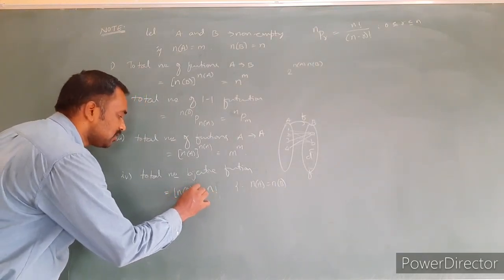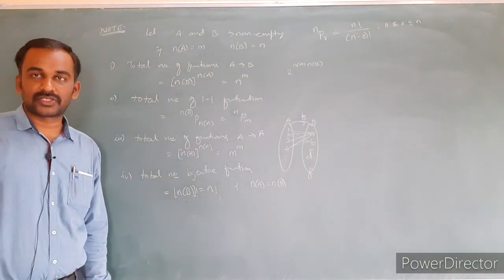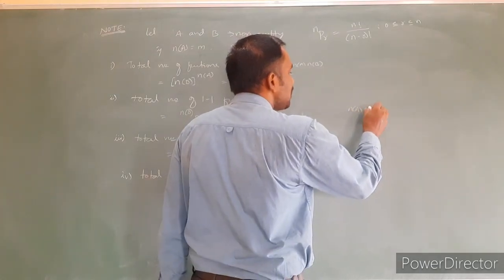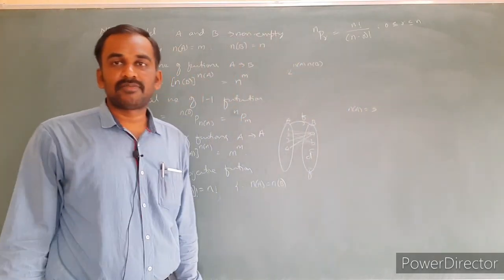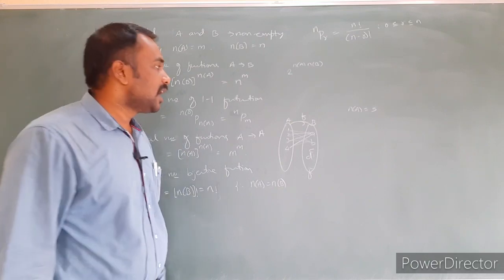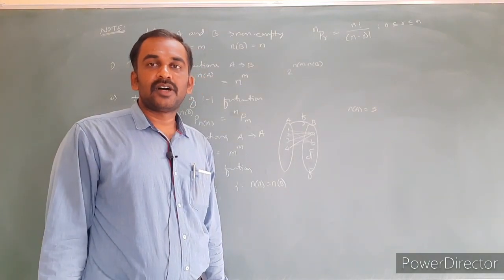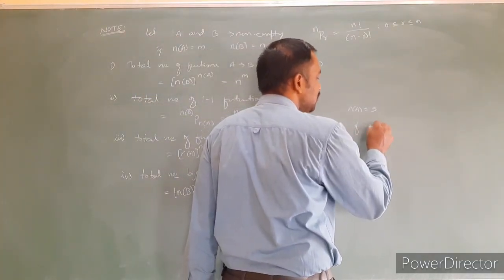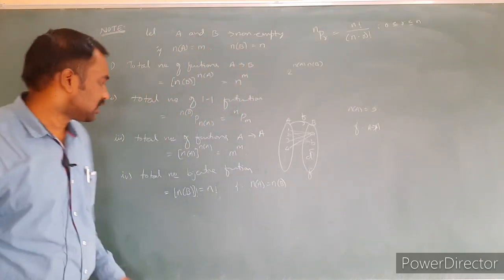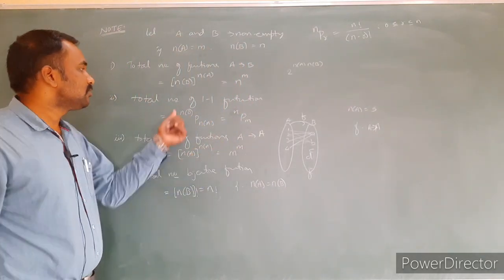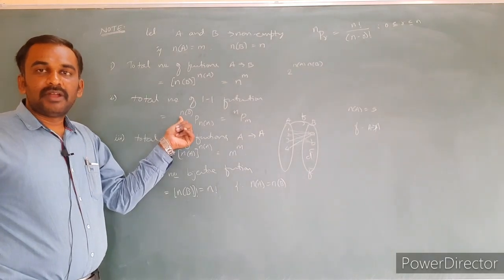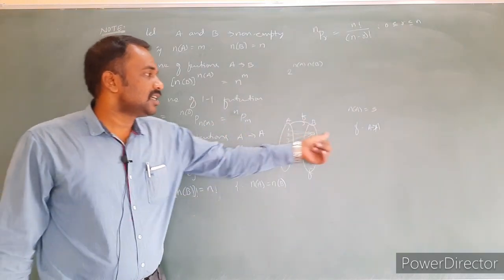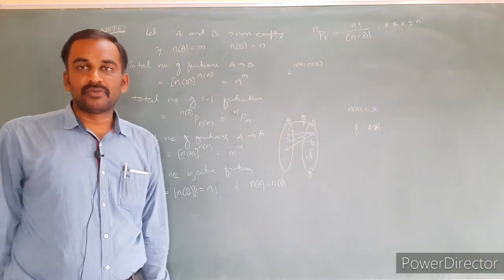Based on this condition, they will ask the 1 mark question. How will they ask it? For example, suppose n(A) contains 5 elements, and what is the total number of one-one functions from A to A? So the total number of one-one functions from set A to set B is the number of elements in the codomain set permutation the number of elements in the domain set, which we can easily write.